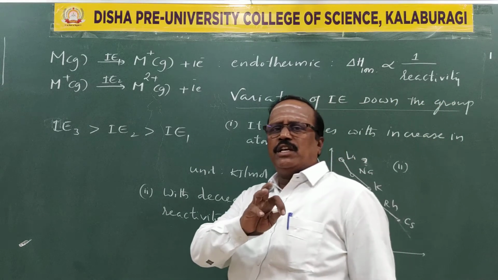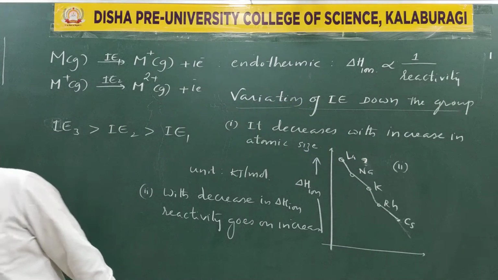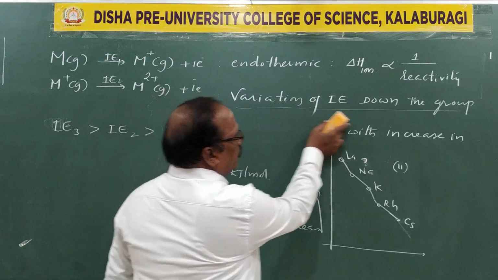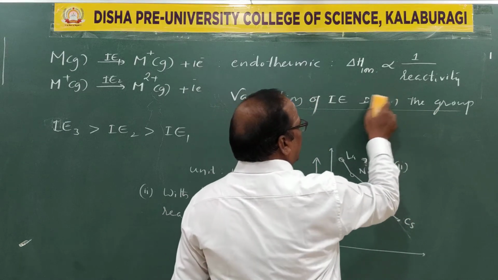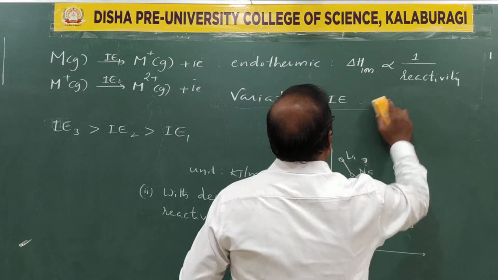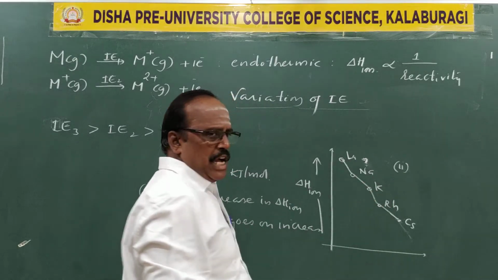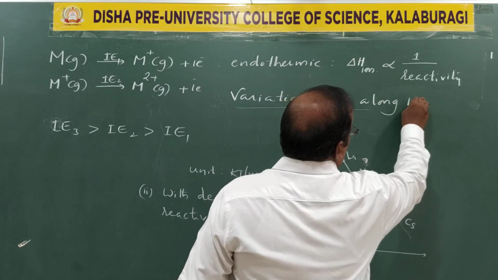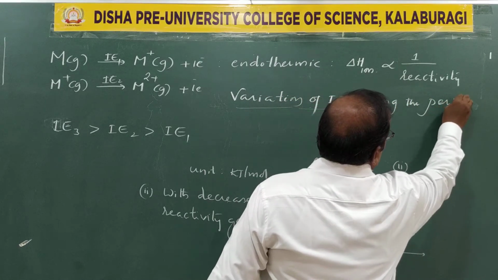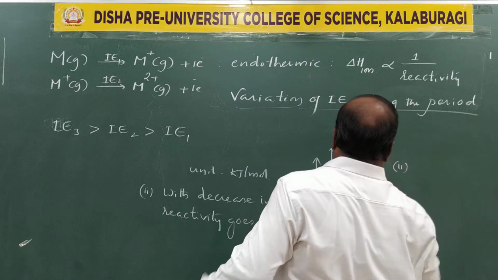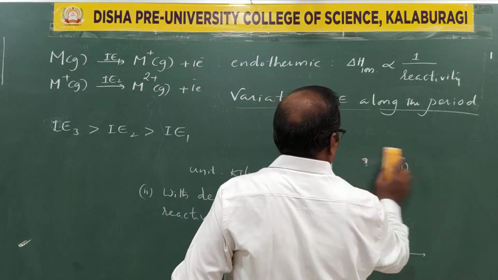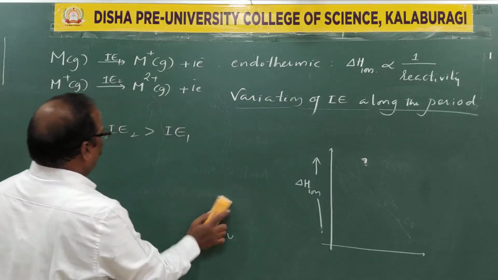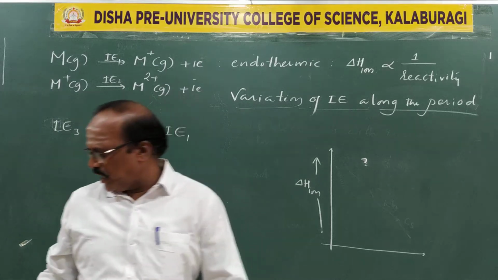Now variation along the period. Point to be noted: having done down the group, now we take it along the period. We write variation of ionization energy along the period. Along the period means from left to right in the horizontal manner. Its unit is kilojoule per mole. Well, see this graph now.